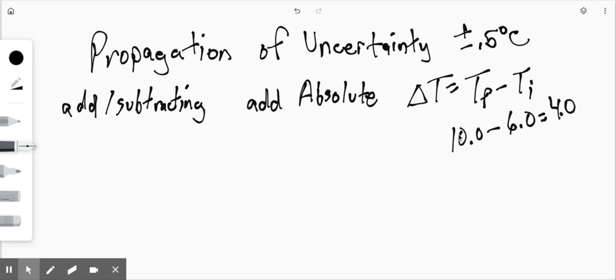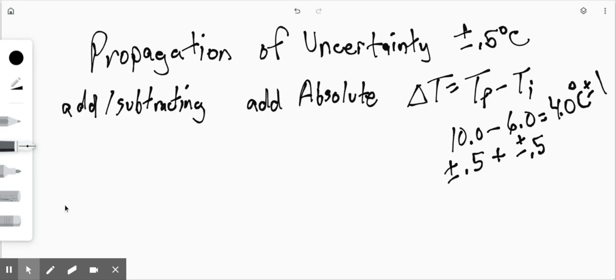We know what the absolute uncertainty was when we made this measurement. It was plus or minus 0.5 degrees Celsius. We used the same thermometer, so the absolute uncertainty for this was plus or minus 0.5 degrees Celsius. So all we have to do, according to our rules, is add this uncertainty. So we're going to write this as 4.0 degrees Celsius plus or minus 1 degree. 0.5 plus 0.5 is 1. So there it is. That's how you propagate uncertainty when you're adding or subtracting.